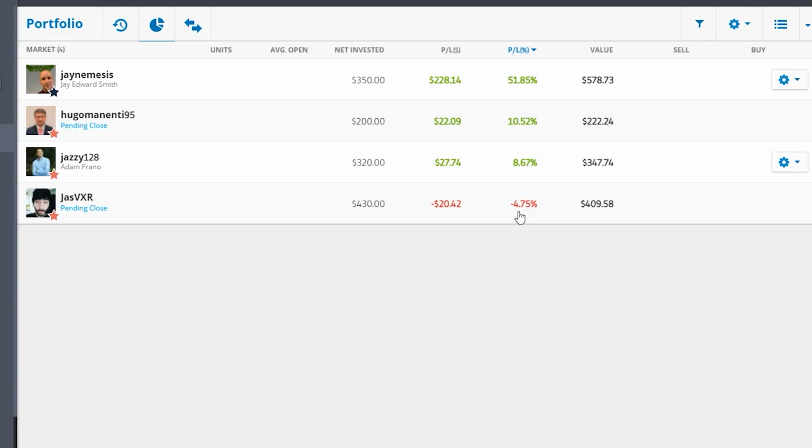Let's look at this example here with Jace VXR that I'm copying. He's at minus 4.75%. But that doesn't mean that I'm going to close him because of that. I don't think, oh, he's not doing very well. The thing to understand is that there will always be bad days in the market. People will go down. You'll start to see red on your account on one of your copy trades. On one hand, you can say that in a matter of days or weeks, it will rebound and the market will go back up. And that red amount that you had will start going in the green again. It takes time. It's a long game trading.